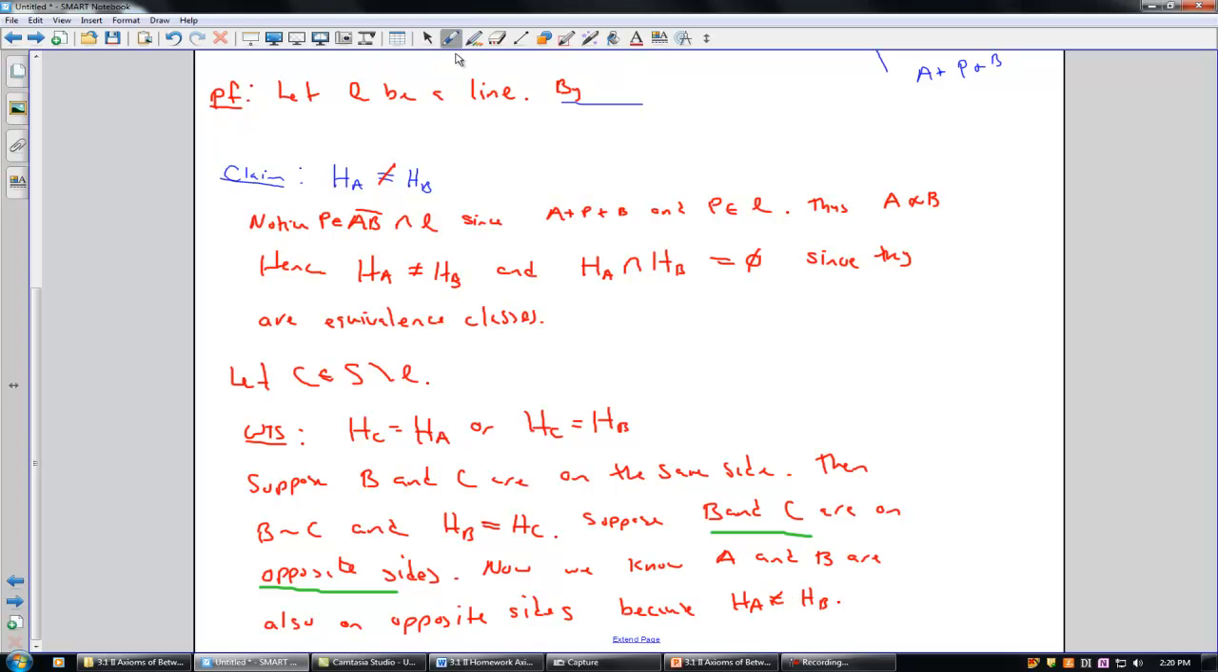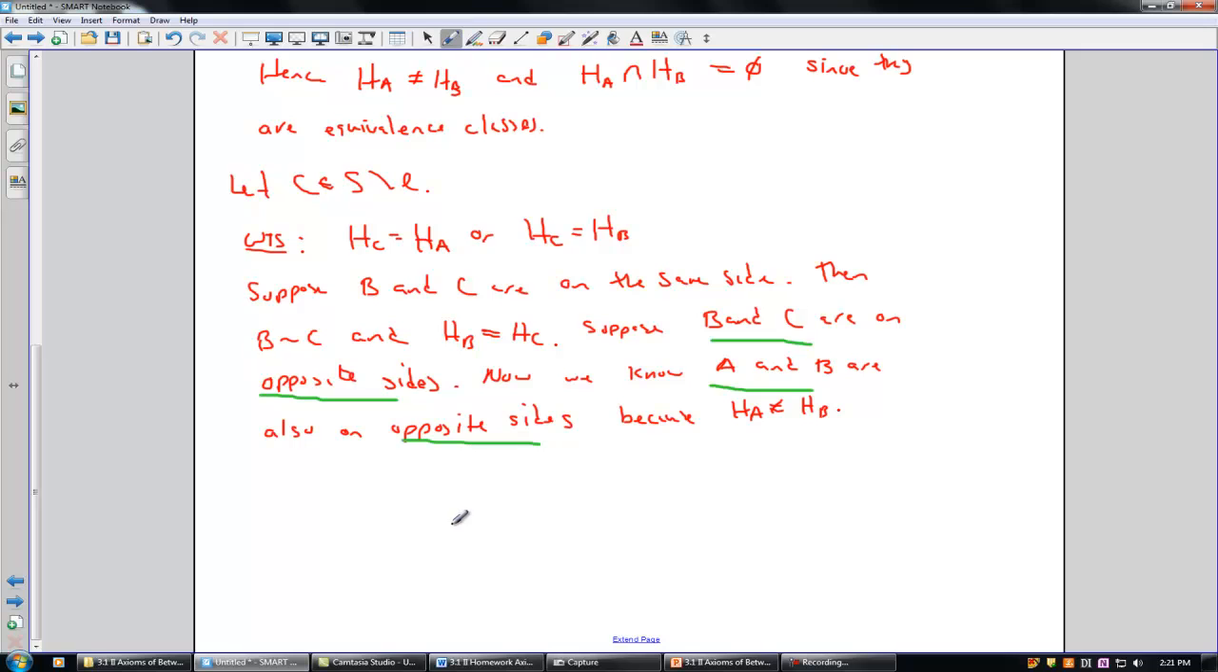All right, so we have this nice little statement here. So hopefully you can see A and B are on opposite sides. And if A and B are on opposite sides and B and C are on opposite sides, what can we conclude? Thus we can conclude A and C are on the same side of L, by B4 part 2.